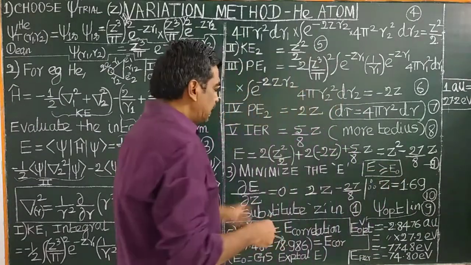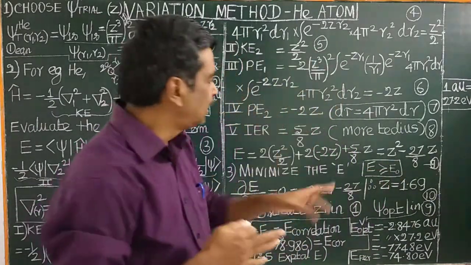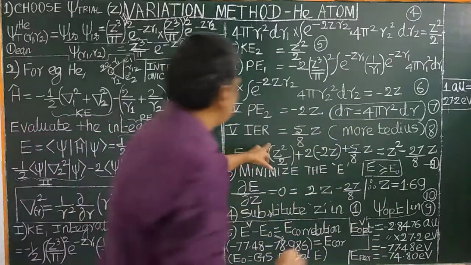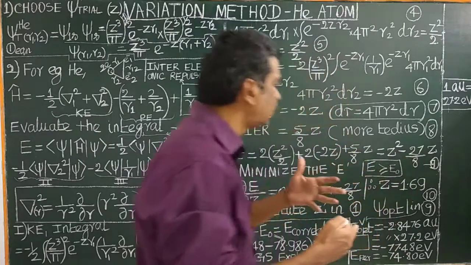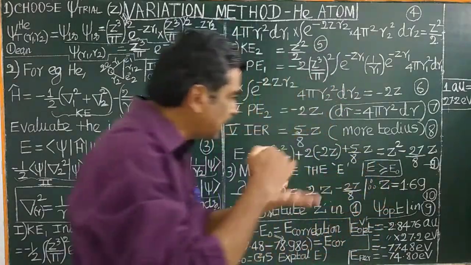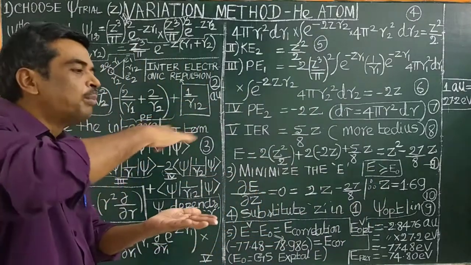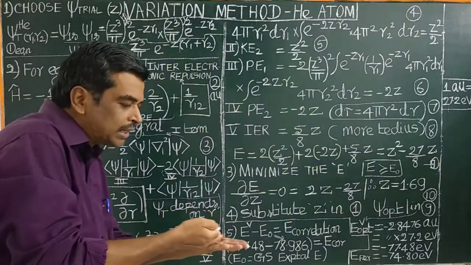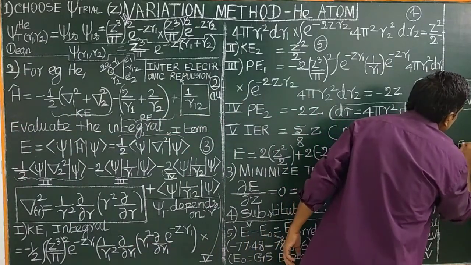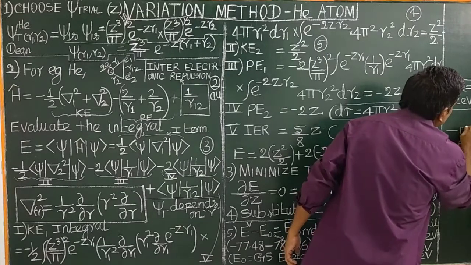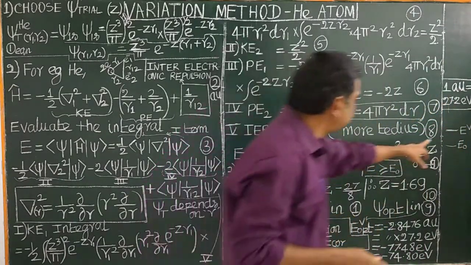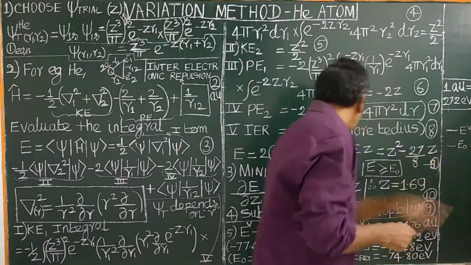Now according to the variation principle, the energy obtained is always greater than or equal to E naught. The energy obtained by the variation method is always an upper bound. This is the ground state energy, E naught, and this is E, the variation method energy. Therefore, E is always greater than, an upper bound to, the ground state energy.